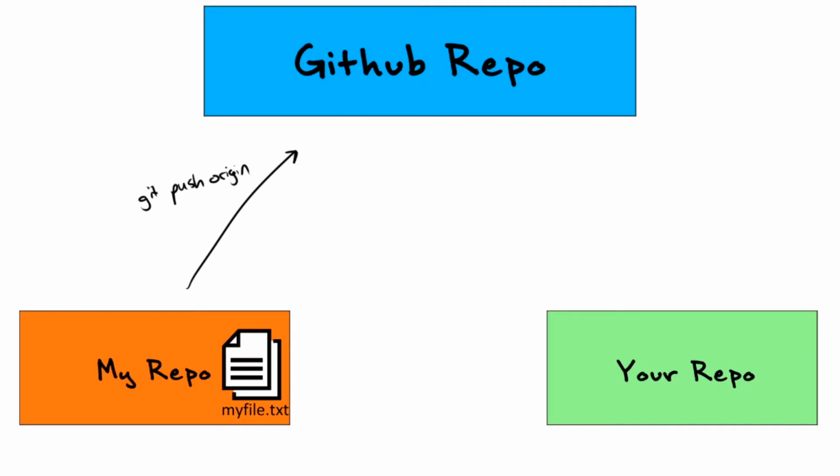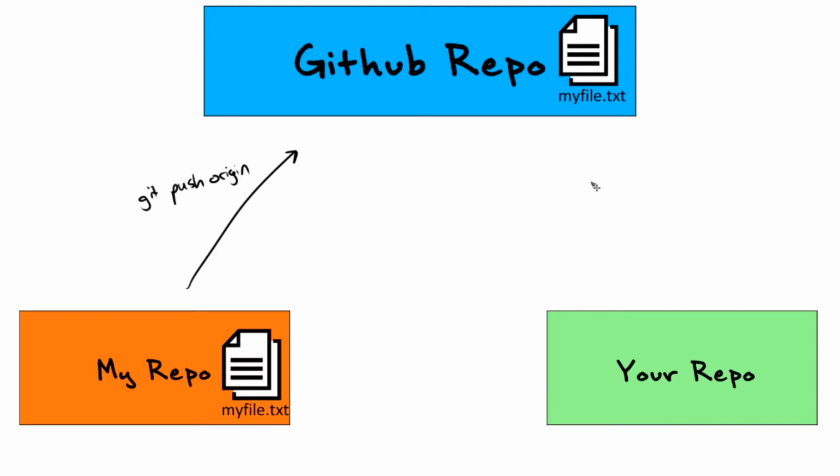So basically what that does is it pushes the myfile.txt and moves it up to there. So now the GitHub repo has myfile.txt, right? Now, if you notice, your repo doesn't have it. So if you start messing with something right now and you try pushing to the GitHub repo, well, what if it doesn't like it?